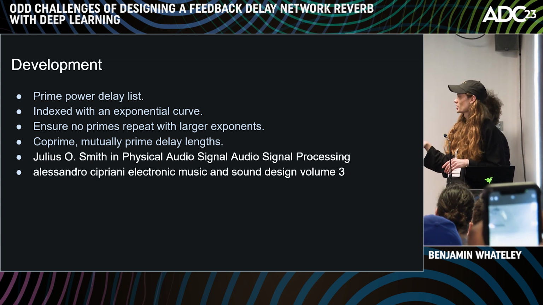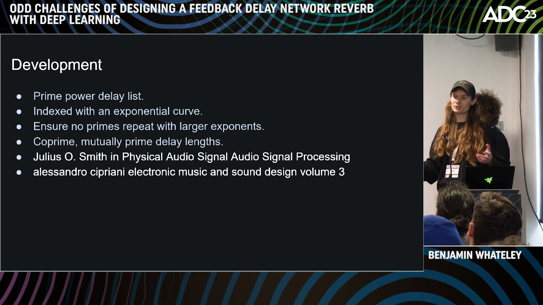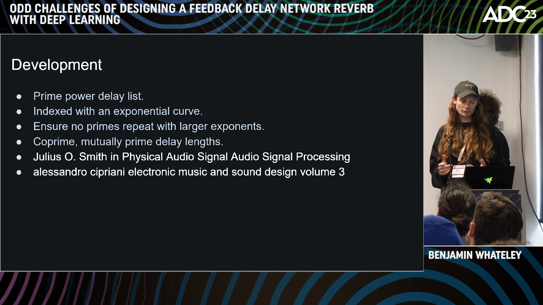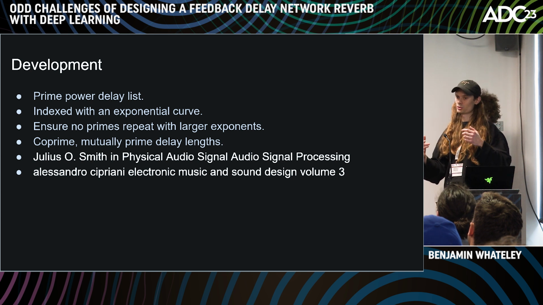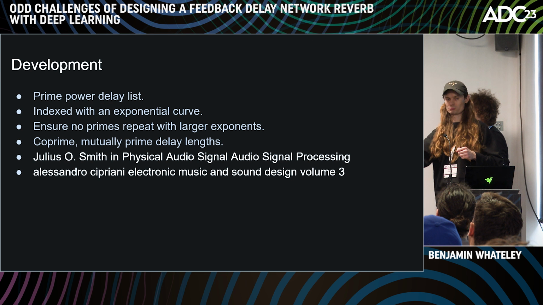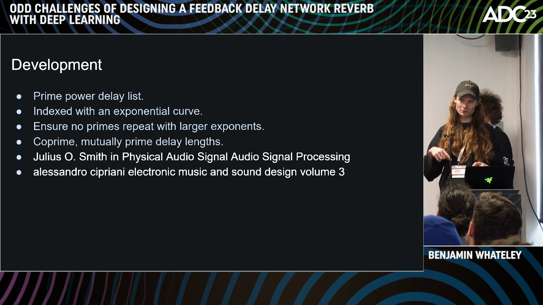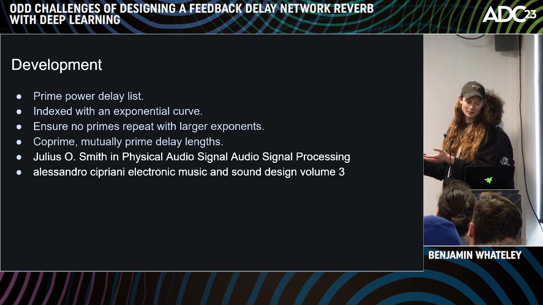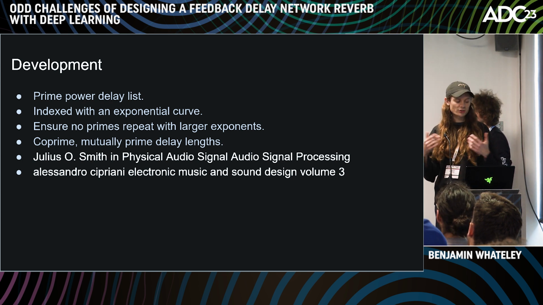The larger the exponent, which I'll get to why that's important later, this is sort of the early reflections thing, the larger the exponent, the more likely it is that you will index the same prime number at the beginning of the curve. So you have to check that the next number indexed in the list is not the same as the previous one, because the flatter the beginning of that curve with a larger exponent, the more likely that is.